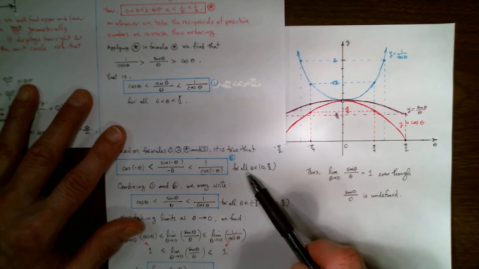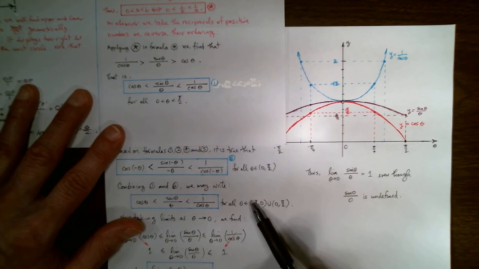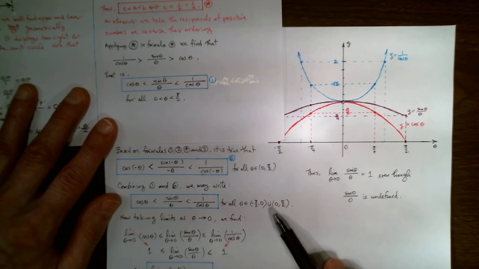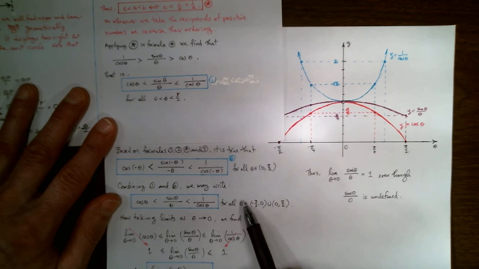when theta is between 0 and pi over 2, then minus theta would be an angle between minus pi over 2 and 0. And so therefore, we have this statement that's valid for all theta to the left of 0 and to the right of 0, between negative pi over 2 and 0, or between 0 and pi over 2.